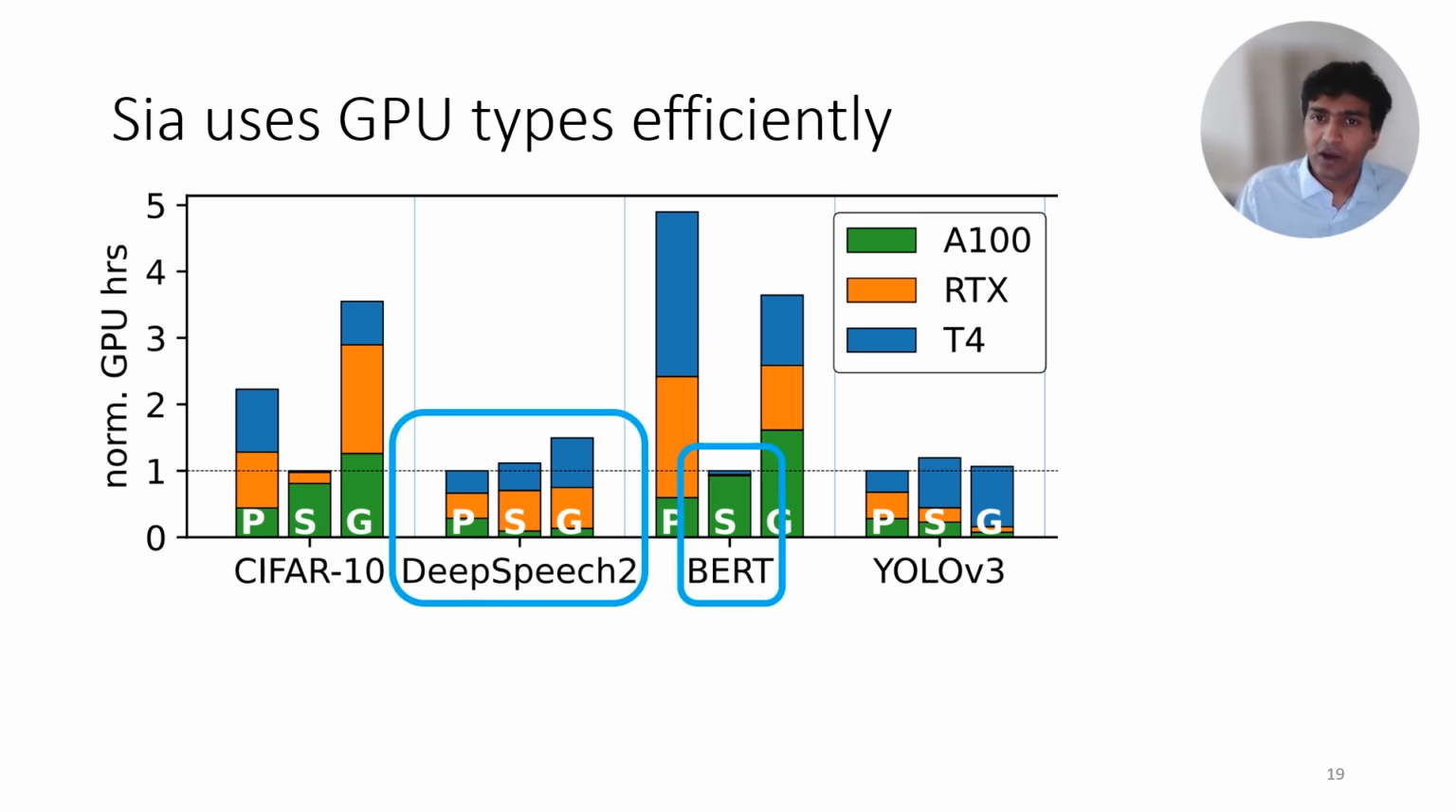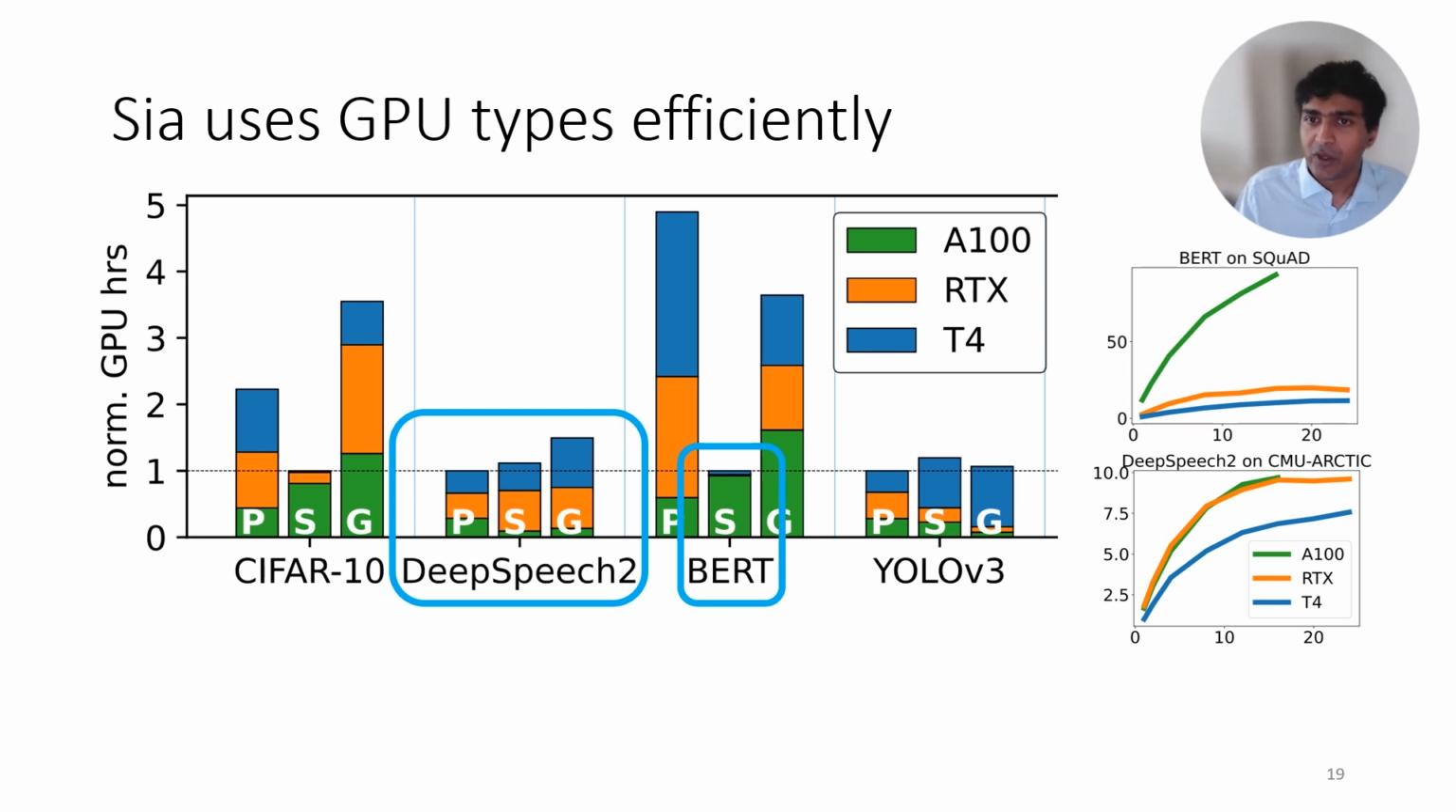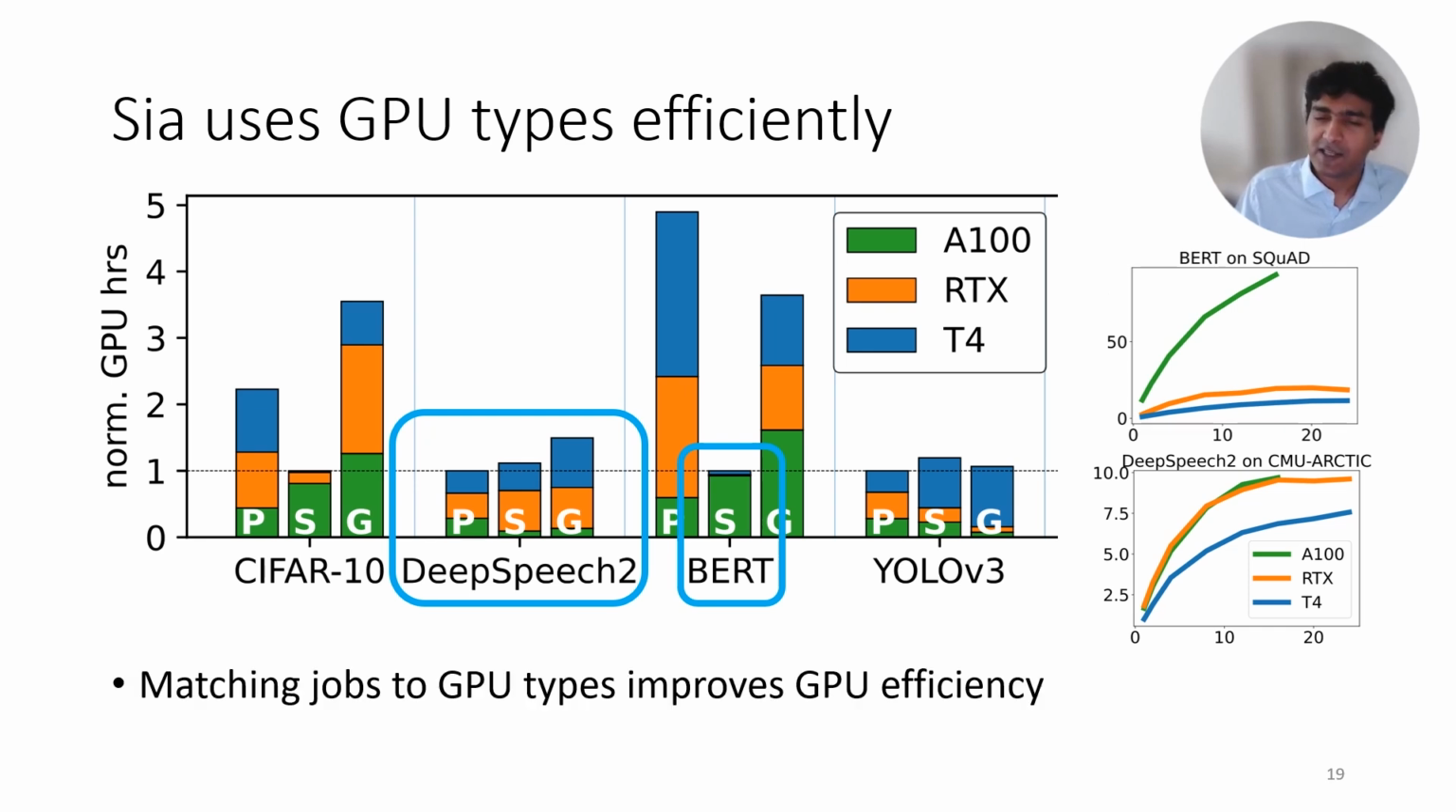Here are the goodput curves for reference. Since BERT provides significantly more goodput on the A100s, SIA places it almost exclusively on the A100s for efficient execution. Deep Speech 2 does not favor A100s as strictly, and it receives more time on the T4 and the RTX GPU types, reflecting the job GPU type preferences we see in the goodput curves.